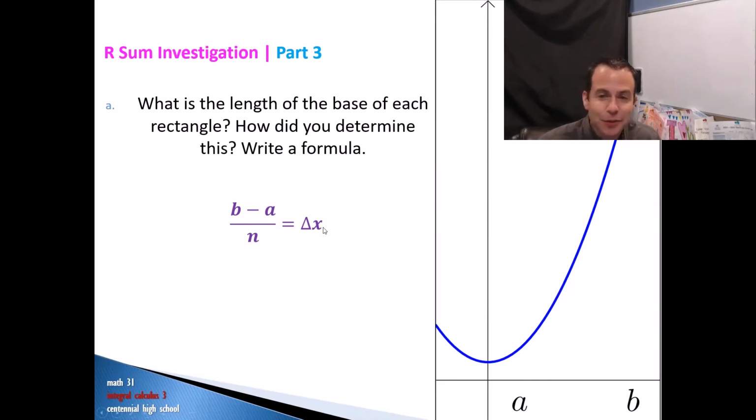Now, you're used to saying delta x here because you are used to seeing that triangle as the change in. In this context, it actually refers to what we call the increment of x. So the increment of x refers to how wide each increment of my rectangles is. The increment of x is b minus a over n. That is the representation of the length of the base for all of my rectangles.